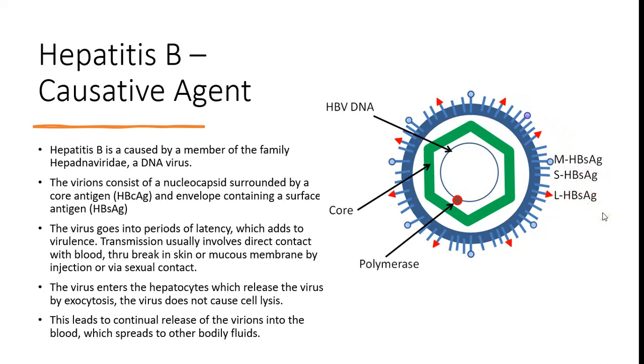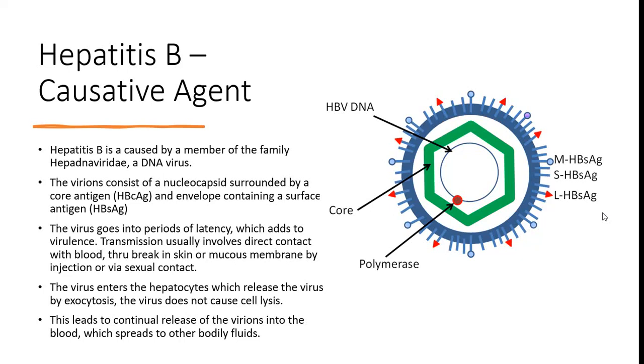One of the things about Hep B is that its transmission is generally through direct contact with infected blood. That may come through breaks in skin or mucus membranes and somebody coming in contact with that, such as a healthcare worker. It may be through injection, or it might even be through sexual contact. And then once a person gets infected, that virus may go into periods of latency before it becomes active.